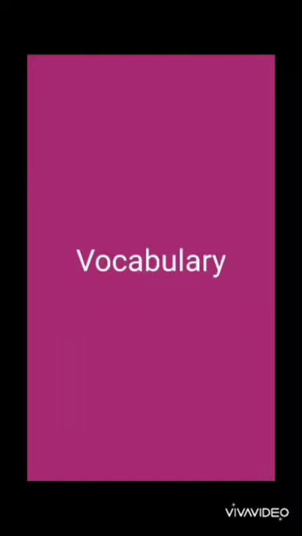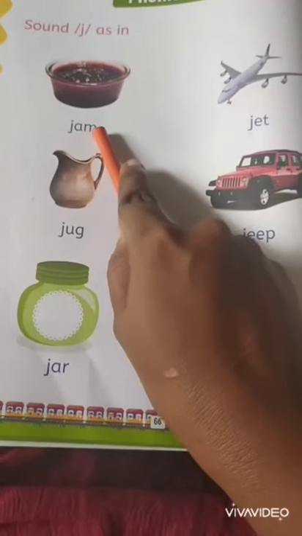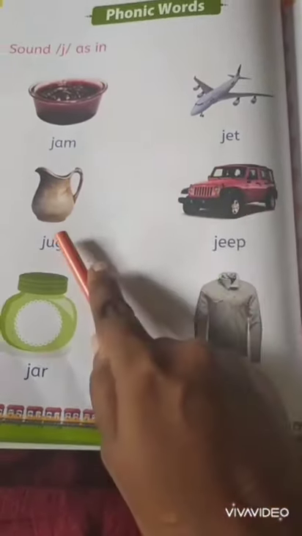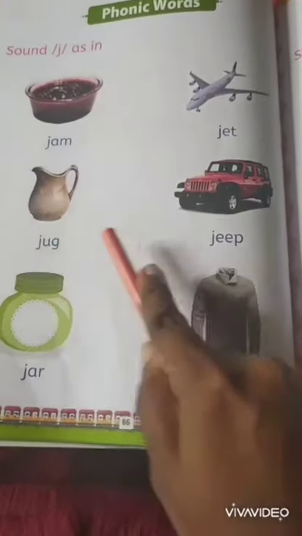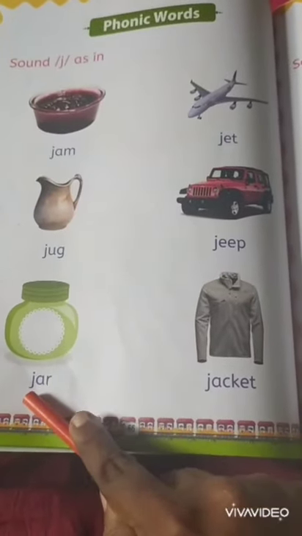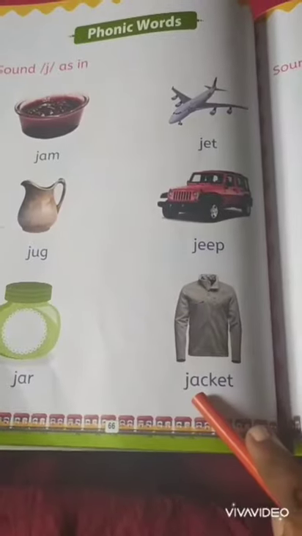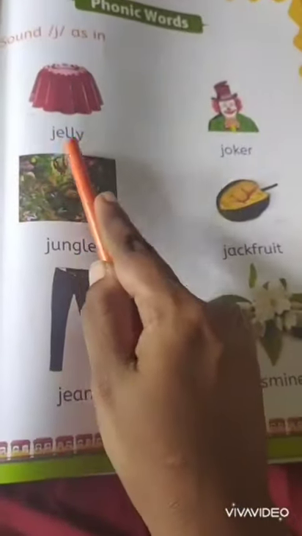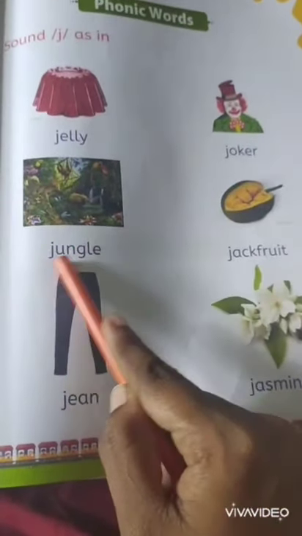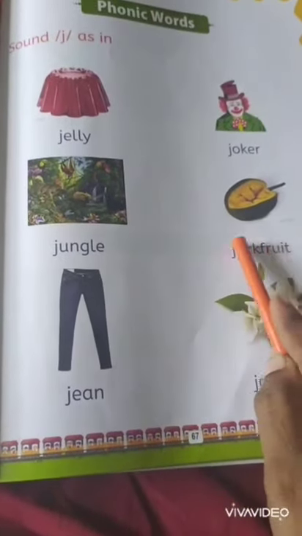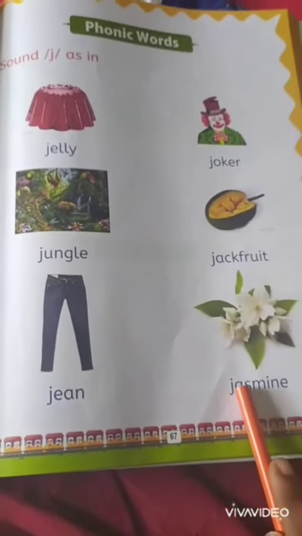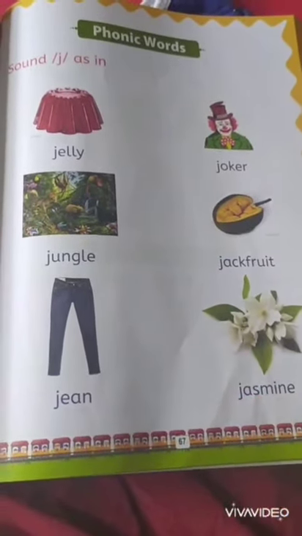Let us learn some words that start with the sound. J, jam. J, jet. J, jug. J, jeep. J, jar. J, jacket. J, jelly. J, joker. J, jungle. J, jackfruit. J, jean. J, jasmine.